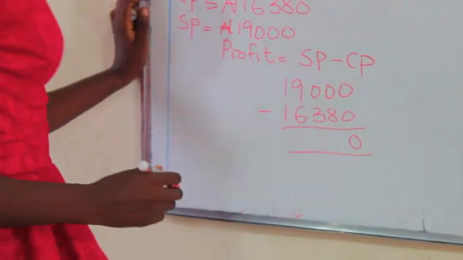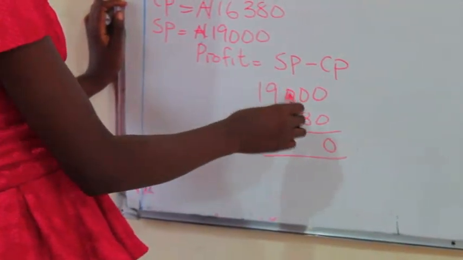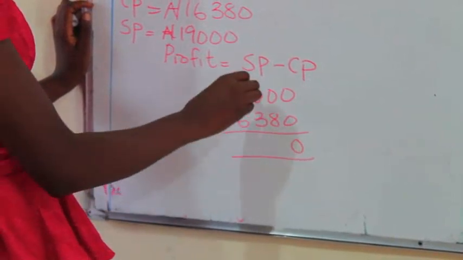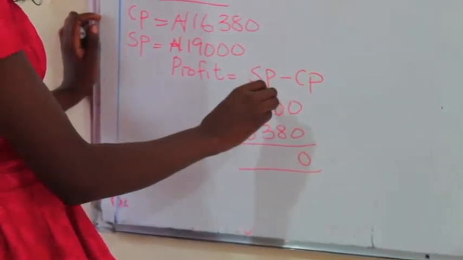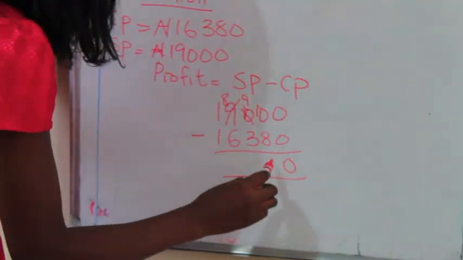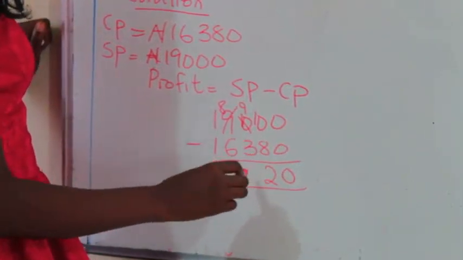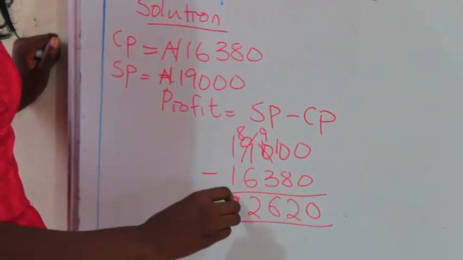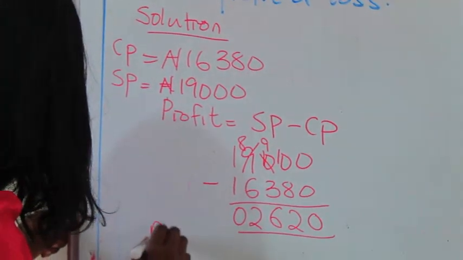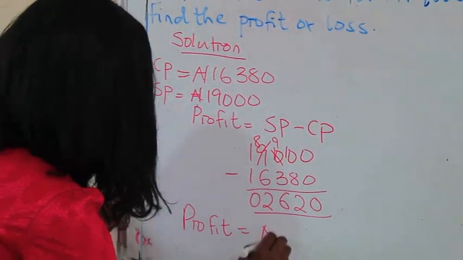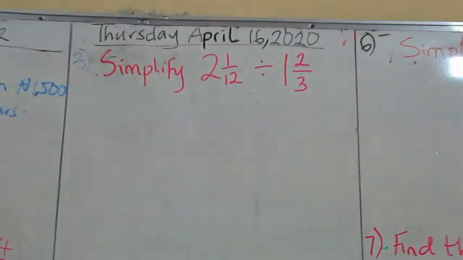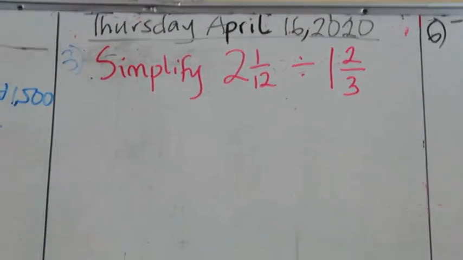0 minus 0 is 0. 0 minus 8 cannot go, and there's nothing to borrow here. This is 0. We borrow from 9, and we are left with 8. Write the 1 down here, and borrow from 10. Then we have 9. I will add that one borrowed here. 10 minus 8 is 2. 9 minus 3 is 6. 8 minus 6 is 2, and 1 minus 1 is 0. So our profit is equal to 2,620 naira.